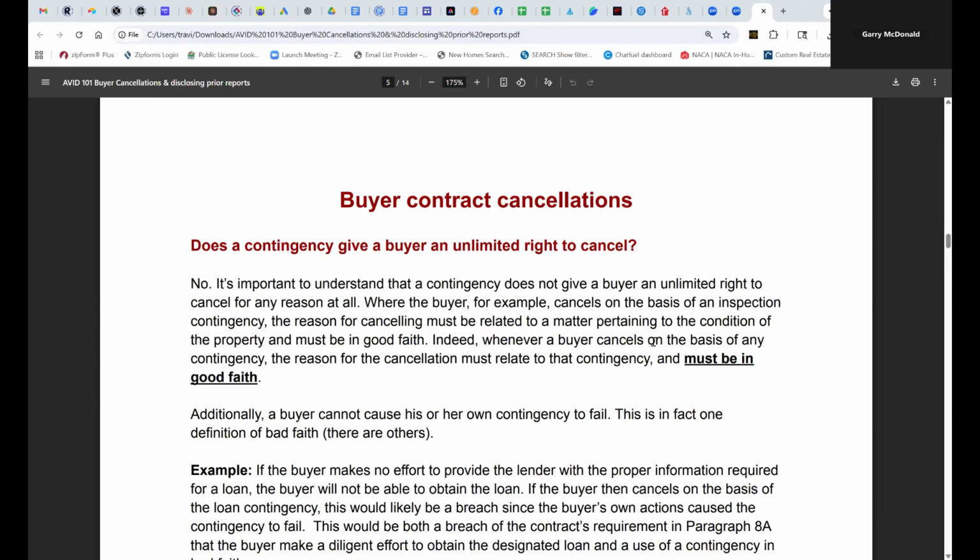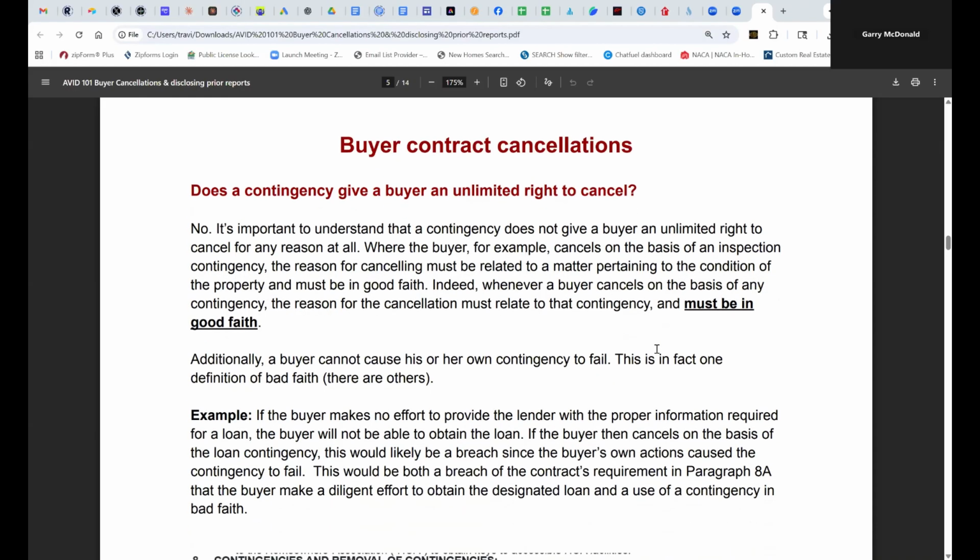So, buyer contract cancellation. Why am I going over this one? Late last year, I think maybe in the fall, I did a Mastering Cancellations 3-part series. We did it from the listing agent to the seller, then the seller canceling, and then the buyer canceling. I'm going to do a refresher on this one because we had a scenario come up last week where the buyer was canceling.